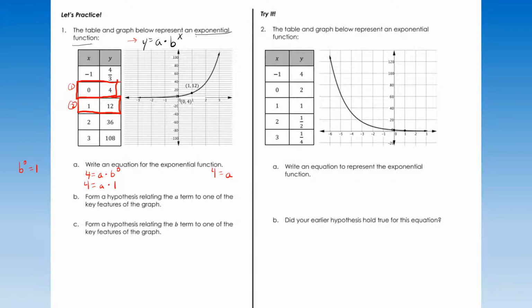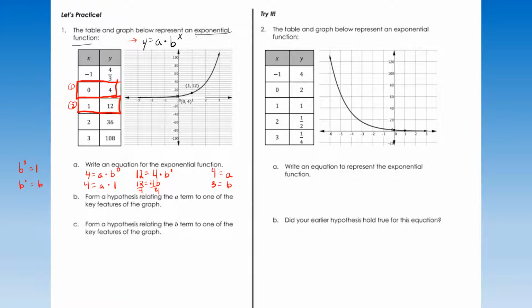So now I know a is 4. Now I'm going to use my second point. X is 1 and y is 12. So if y is 12, that's going to be 12 is equal to a, which I now know is 4, times b to the first power, which is just b. So 12 is equal to 4 times b, divide by 4. So b is equal to 12 divided by 4, which is 3.